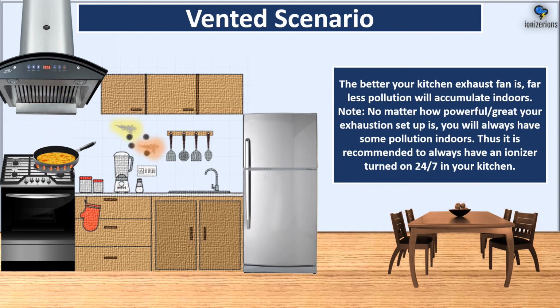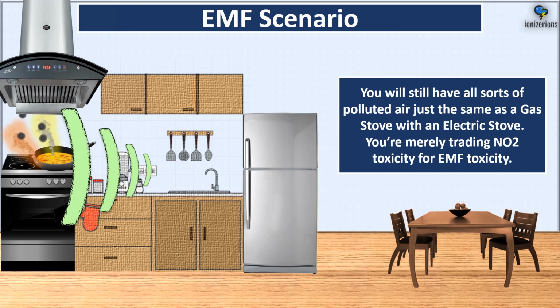No matter how powerful or great your exhaust setup is, you will always have some pollution indoors. It's not perfect. You can have the best, most expensive exhaust fan in the world, and you're still going to have air pollution indoors. Thus, it is recommended to always have an ionizer turned on 24/7 in your kitchen. You will still have all sorts of polluted air, just the same as a gas stove with an electric stove. You're merely trading NO2 toxicity for EMF toxicity. Gas stoves will give you a lot of NO2, electric stoves won't, but they will give you EMF radiation. I'm not saying one is better than the other, it's just simply a good idea to be self-aware of what kind of stove you are using.